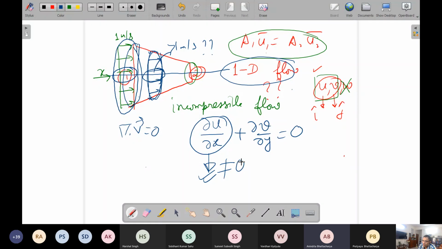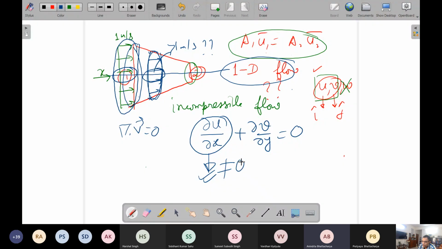Even in the extreme case that it is locally uniform. Otherwise, it will anyway be there. Even in the extreme case, it is locally uniform. You will have a change of u with change of x. Right? All of you agree to this?